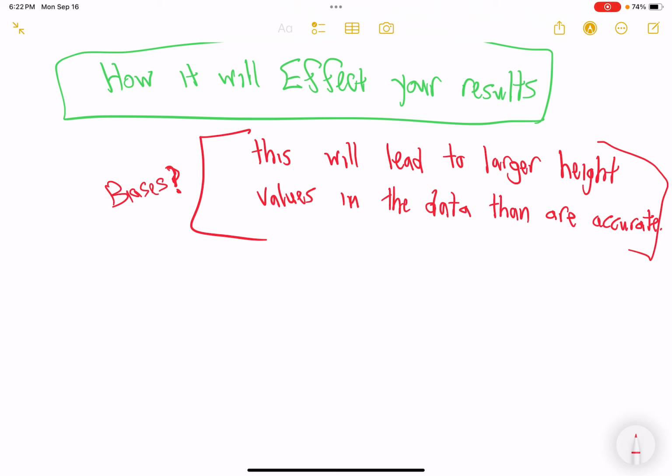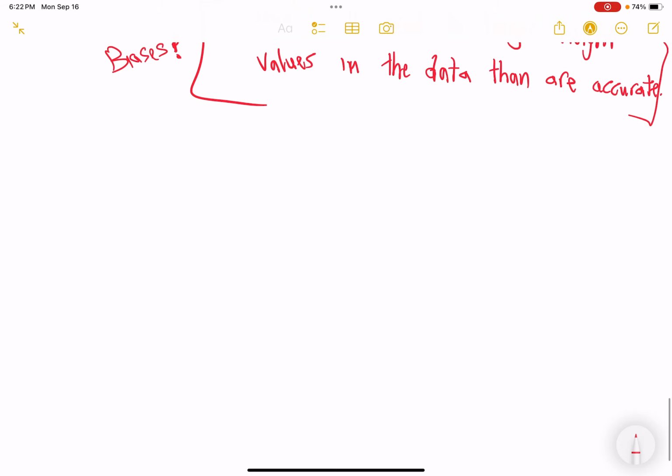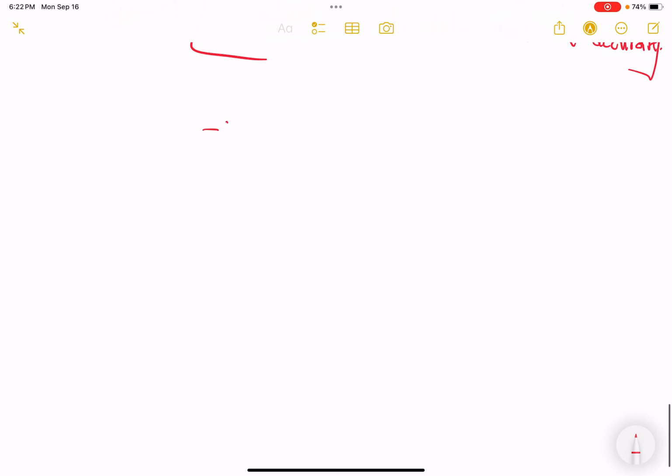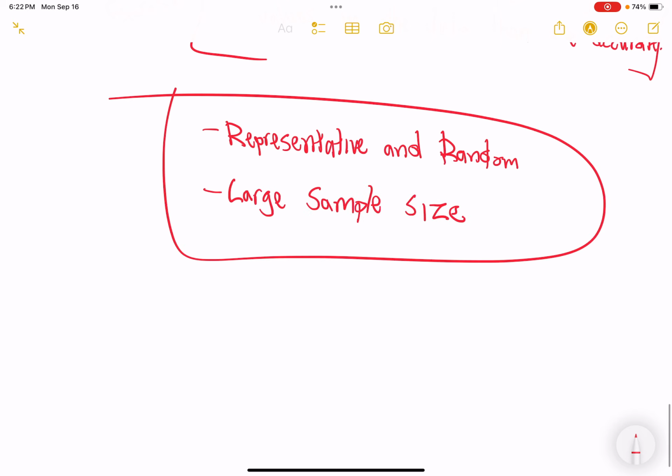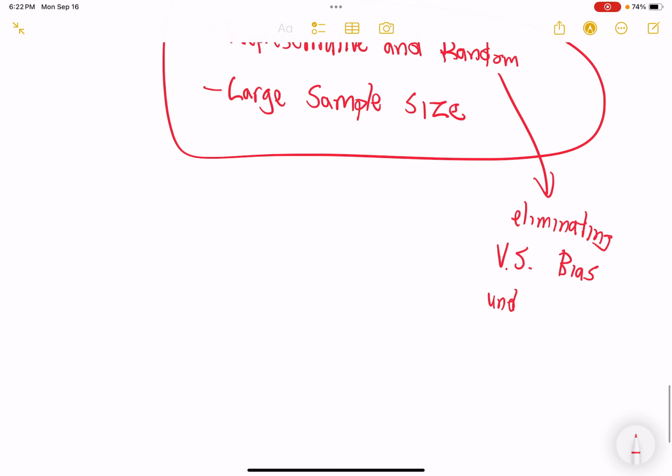Okay, we have some extra questions, and we talk about random sampling. It's really important. Once again, I will clarify this. We want our samples to be representative and random. And we want a large sample size. Random sampling does a great job of eliminating voluntary response bias and undercoverage bias.